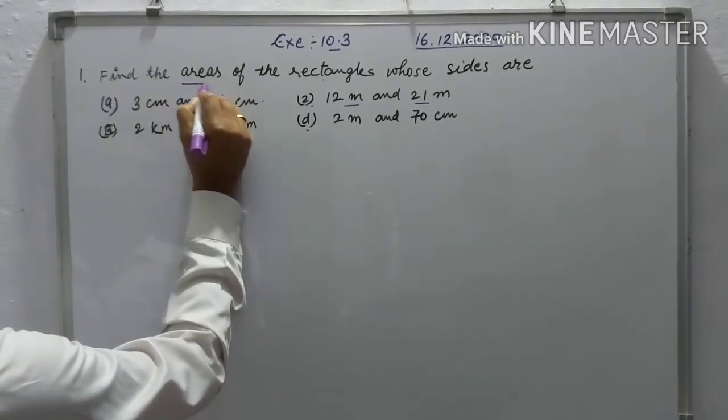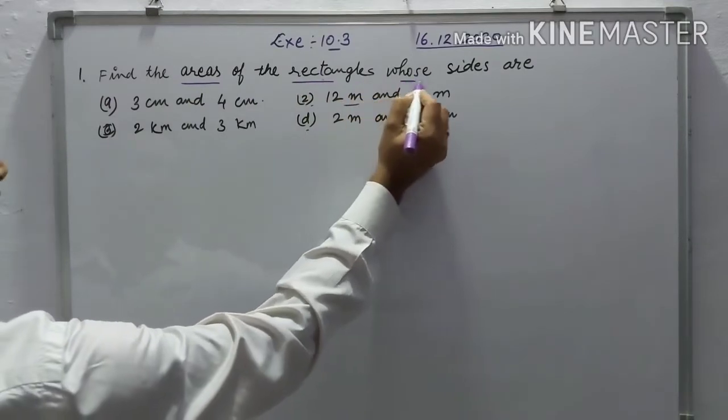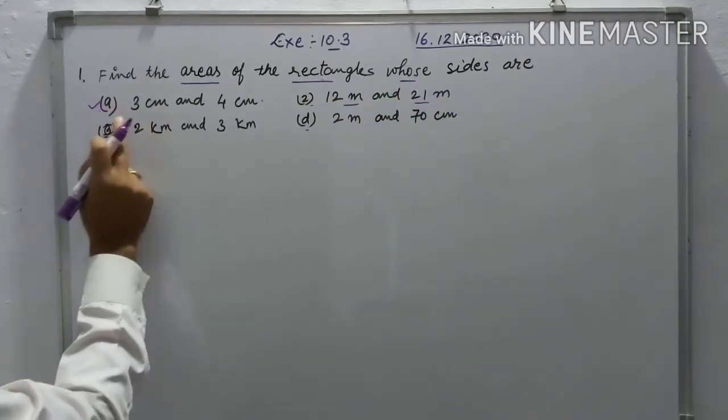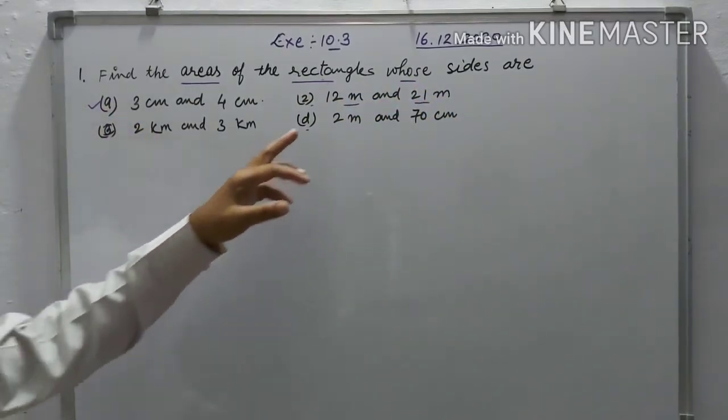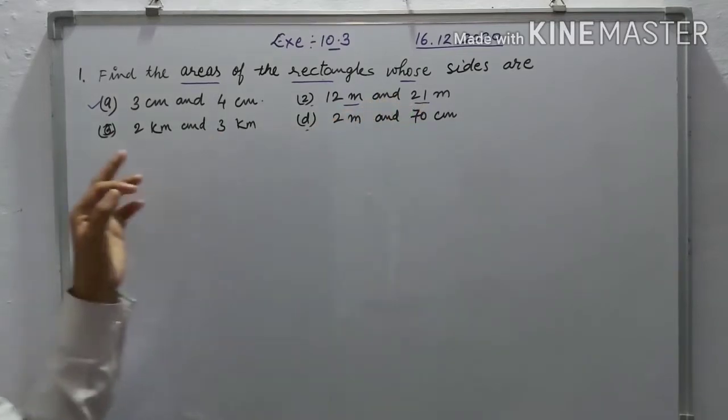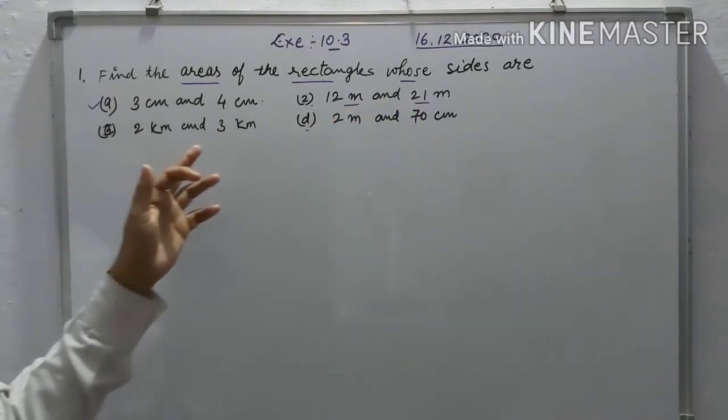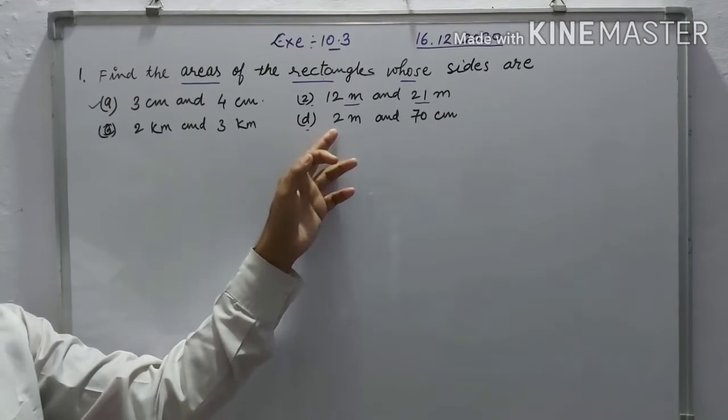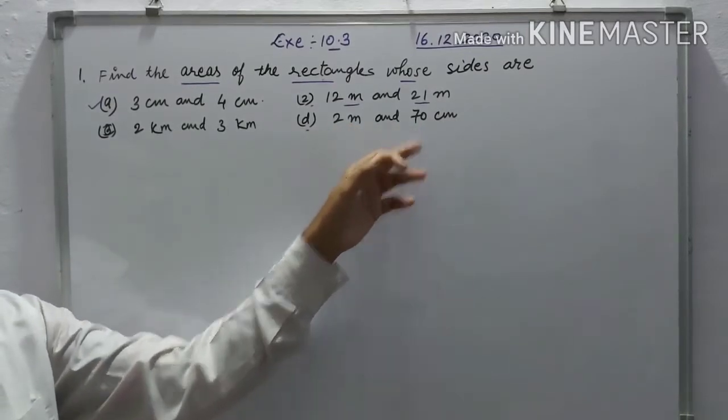The first question is the area of the rectangle whose sides are: first, 3 and 4 centimeters; second, 12 meters and 21 meters; third, 2 kilometers and 3 kilometers; and fourth, 2 meters and 70 centimeters.